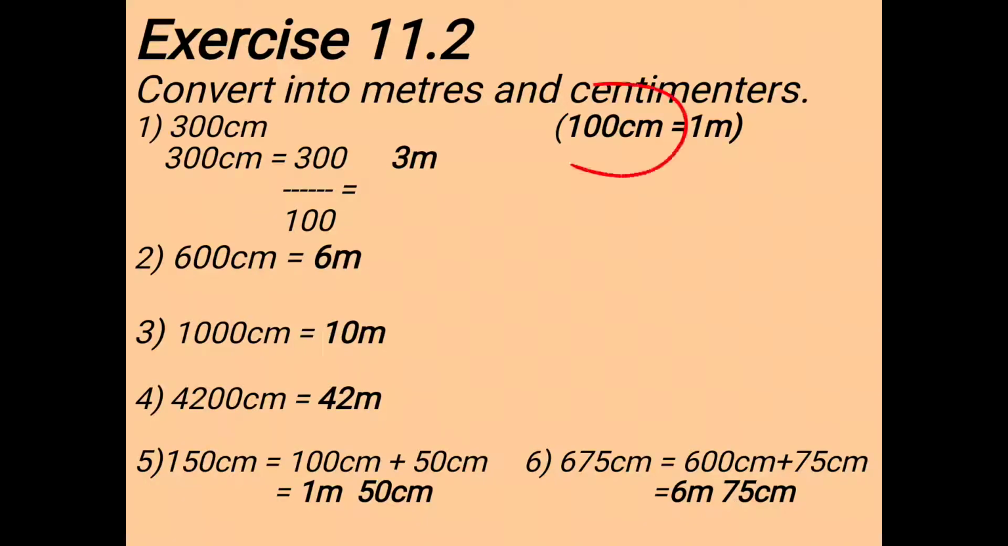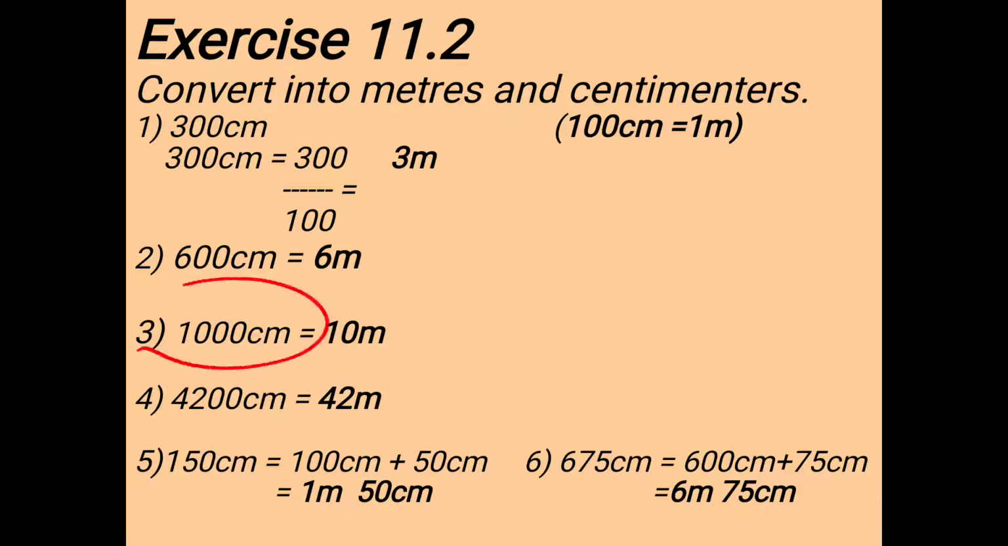Because 100 centimeters is 1 meter, similarly 300 centimeters will be 3 meters. Right? So now next, 600 centimeters. Directly you can write 600 centimeters is equal to 6 meters, because 100 centimeters is equal to 1 meter. So directly 600 centimeters will be 6 meters.